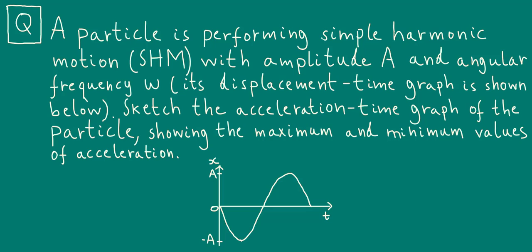A particle is performing simple harmonic motion, SHM, with amplitude A and angular frequency omega. Its displacement time graph is shown below, so down here. Sketch the acceleration time graph of the particle, showing the maximum and minimum values of acceleration. Please pause the video here and have a go at the question by yourself. Once you've had a go, unpause the video and we'll discuss the solution.